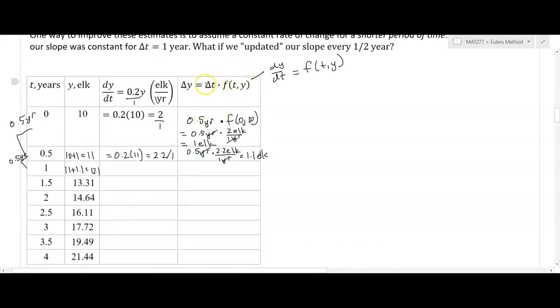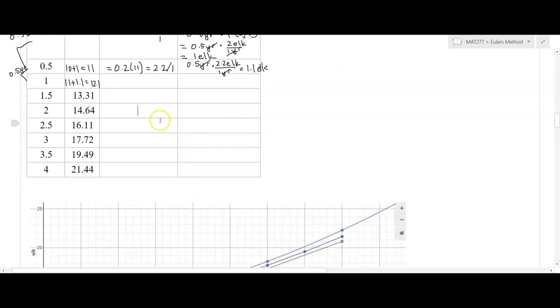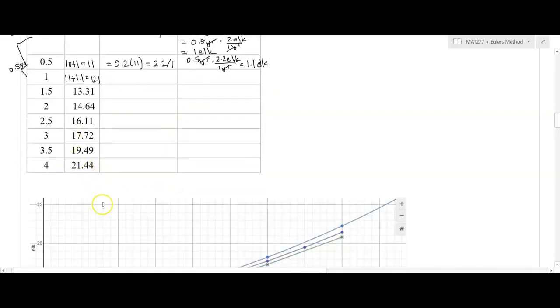So the key here is whatever your step size is, that's the factor by which you need to scale your slope so that you get the number of elk that you're expected to gain just over that shorter window of time. So if this was 1/10 of a year and we went 0, 0.1, then this would be 1/10 of a year change times 2 elk per 1 year, and that would mean we would only expect to gain 0.2 elk. All right, so I encourage you to fill out this table, verify this.